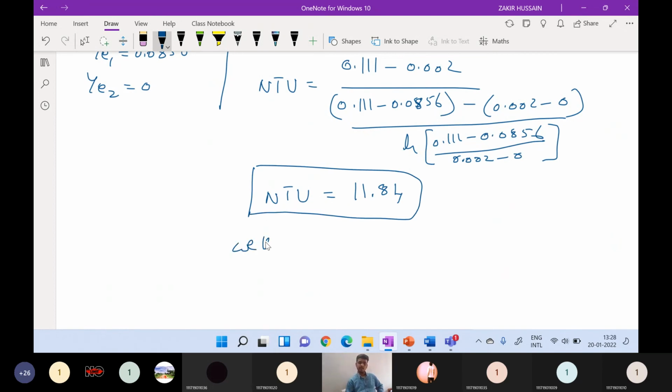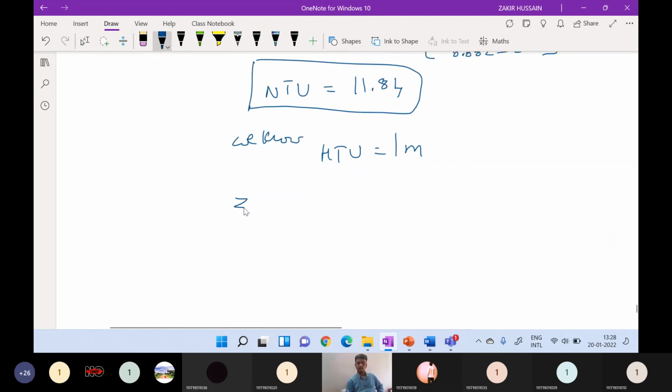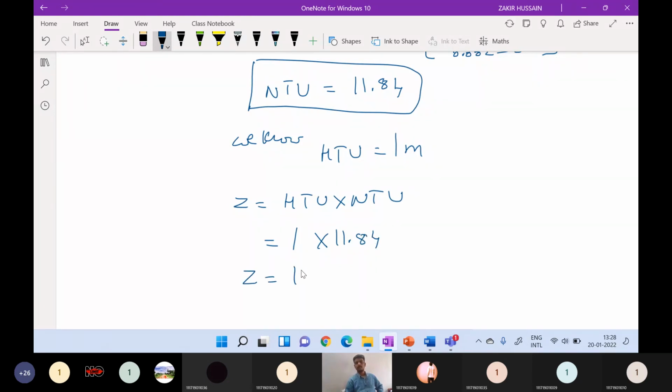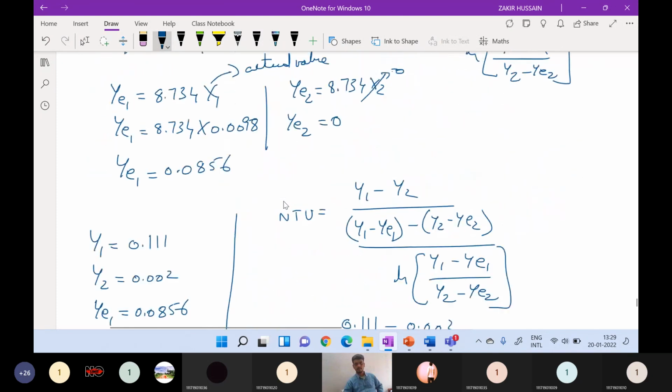We know that HTU is 1 meter, which is given data. Then Z is equal to HTU into NTU. Therefore, HTU is 1 meter and NTU is 11.84 without units, so Z is equal to 11.84 meters. We solved all this yesterday; I am just discussing it once again as a summary.